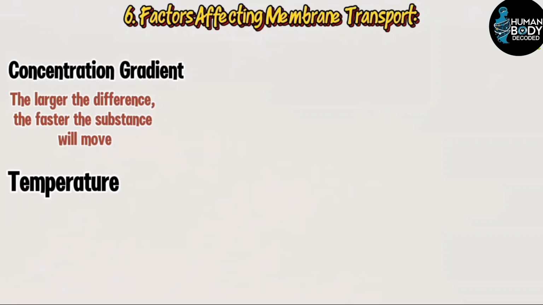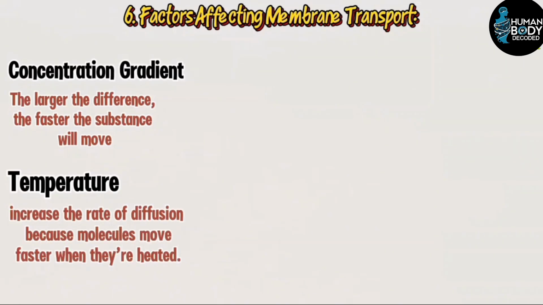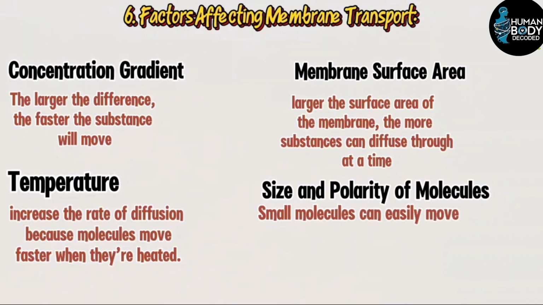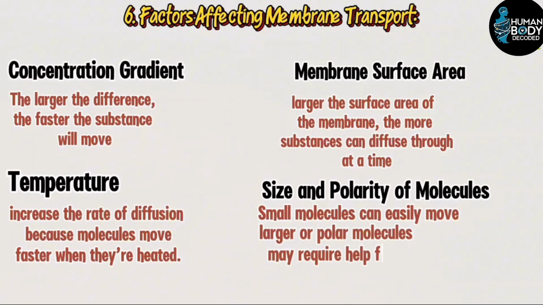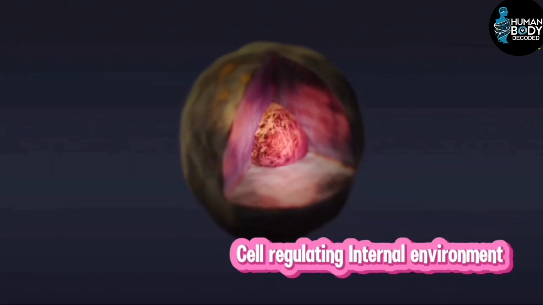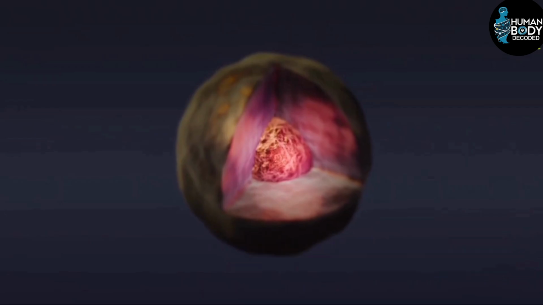Temperature. Higher temperatures increase the rate of diffusion because molecules move faster when they're heated. Membrane surface area. The larger the surface area of the membrane, the more substances can diffuse through at a time. Size and polarity of molecules. Small nonpolar molecules like oxygen can easily diffuse through the membrane, while larger or polar molecules may require help from transport proteins. Understanding these factors can help us better understand how cells regulate their internal environments and maintain homeostasis.